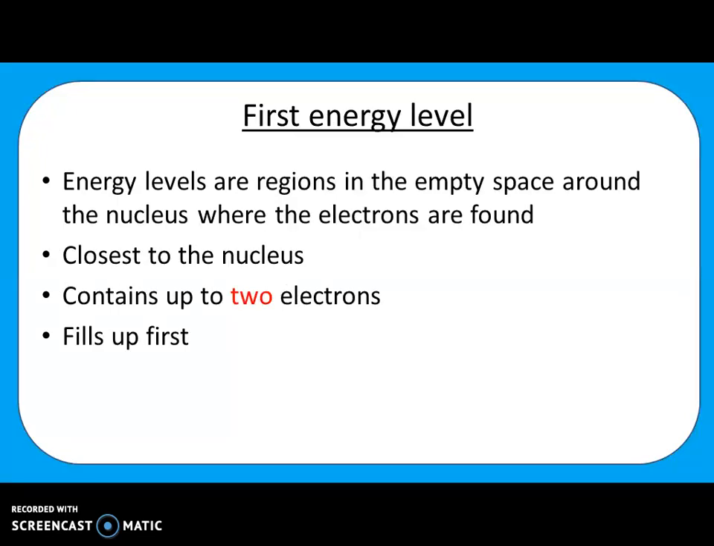The energy levels are the empty space around the nucleus where the electrons are found. Again, it's not necessarily a solid line where the electrons live, it's more of a region of space. The first energy level is the one closest to the nucleus. It can hold up to 2 electrons. So the first and second electrons that go into an atom fill up the first energy level. They will always go to the first energy level first because it requires the least amount of energy to stay attached to that nucleus.